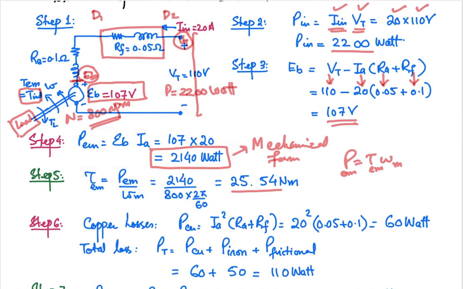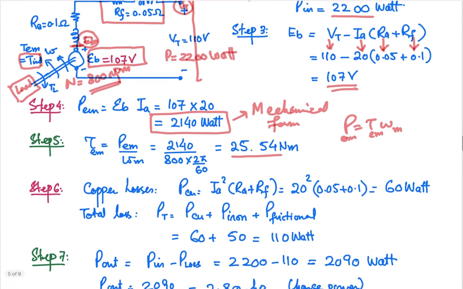So what will be the copper loss? We call it the copper loss because this is the loss in the copper winding. So Ia square into Ra, that will be the loss in the armature, and Ia square into Rf, that will be the loss in the field winding. So 20 ampere is the current, because the current will be the same in the armature and the field, as they are connected in series. So 20 square into (0.05 plus 0.1), so 60 watt. So we applied 2200 watt and 60 watt is the loss. The rest you can see over here, 2140 watt is the power that is converted into the mechanical form.